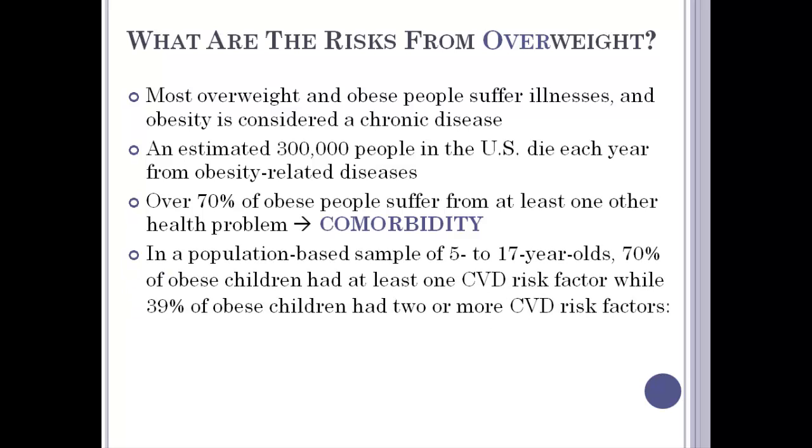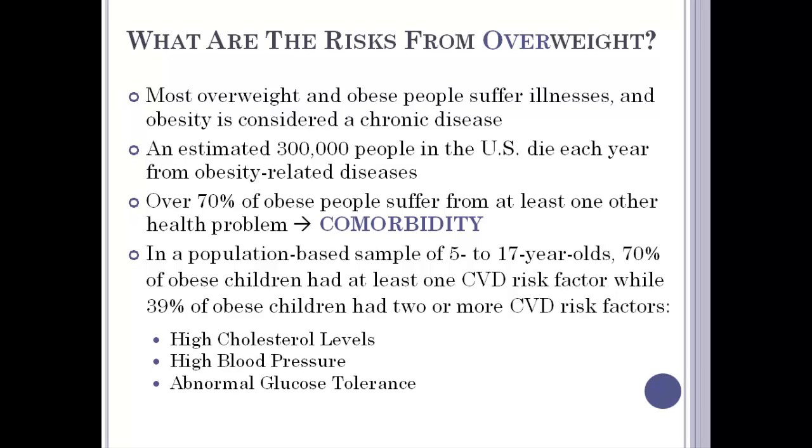In fact, and we'll talk about this a little bit more when we get into pediatric obesity in our live class, in a population-based sample of 5 to 17-year-olds, 70% of obese children had at least one risk factor for cardiovascular disease, while 39% of obese children had 2 or more risk factors. How scary is that? So things like high cholesterol levels, high blood pressure, and abnormal glucose tolerance, which are early indicators for type 2 diabetes. And I'm going to bring this up again in the pediatric obesity lecture, because I just think that this is so stunning and so important, and I want us to take a few minutes to talk about it while we're together.